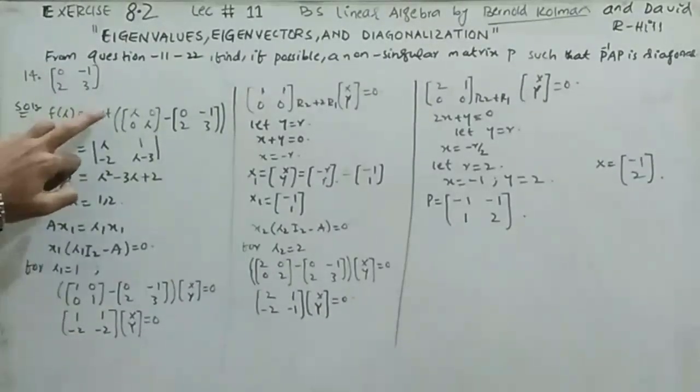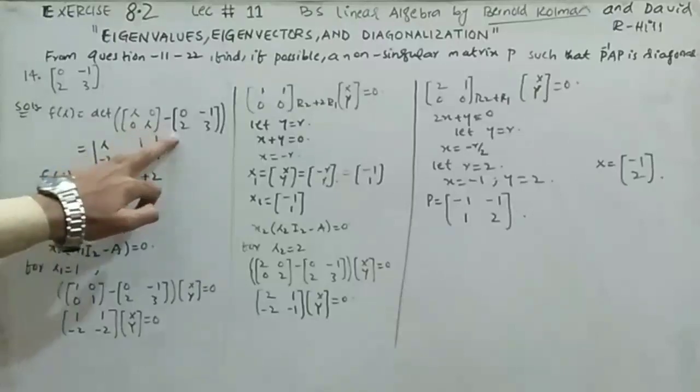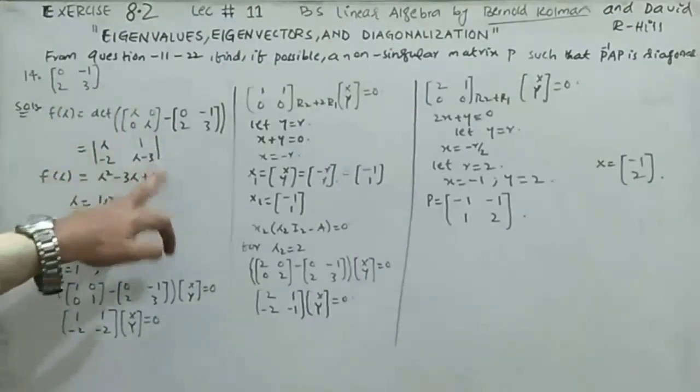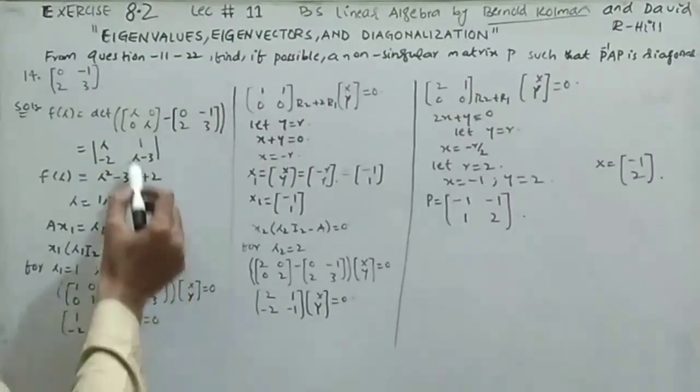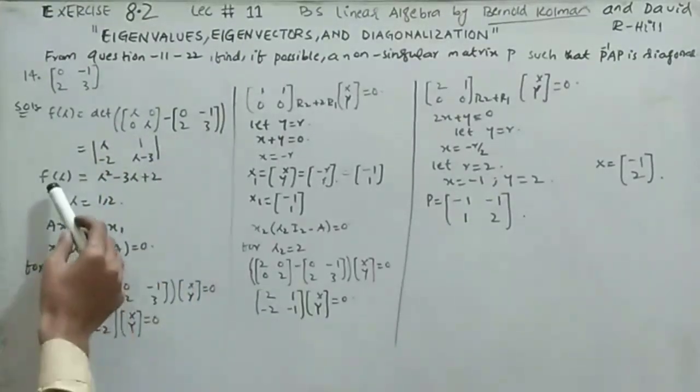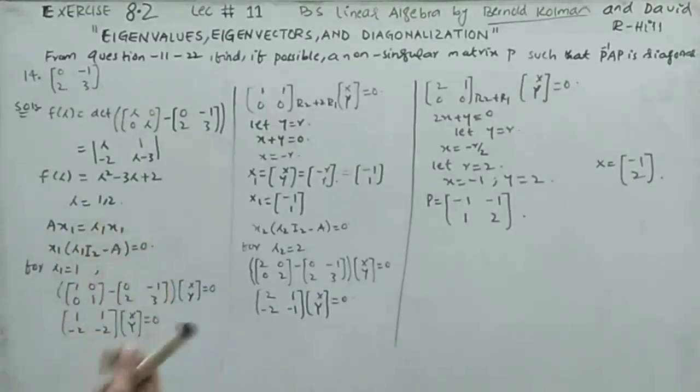So f of lambda is equal to the determinant of lambda times the identity matrix minus the original matrix. By simplification it gives us this matrix. Now taking the determinant, lambda into lambda minus 3 gives us lambda square minus 3 lambda, and minus into minus gives us plus 2. So from here lambda is equal to 1 and 2, so 2 eigenvalues are generated.